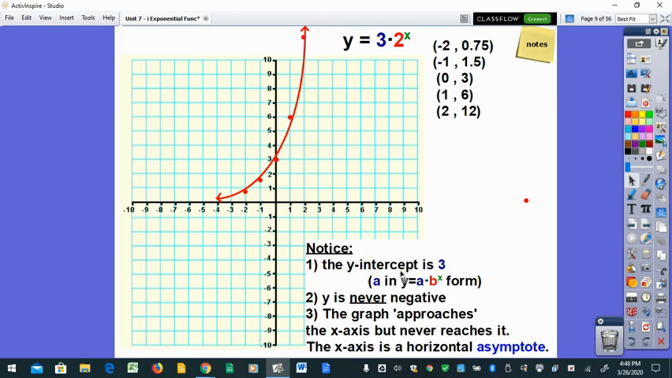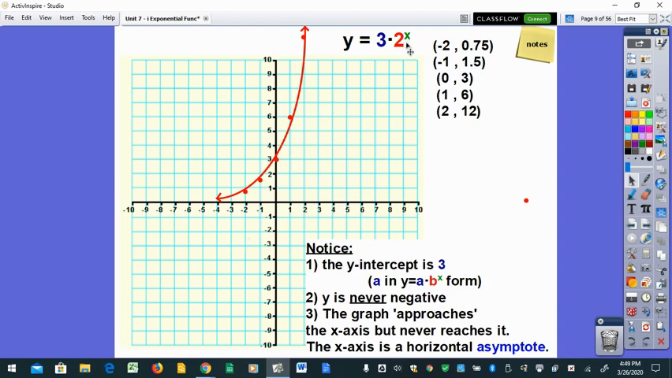Now there's just some things I want you to notice. I want you to notice that the y-intercept is 3, so where x equals 0, y equals 3, and notice the 3 right there, that's our start amount. Notice that the y is never negative, it's never coming down below the x-axis. The graph approaches the x-axis here, and it gets closer and closer and closer, but it actually never reaches it.